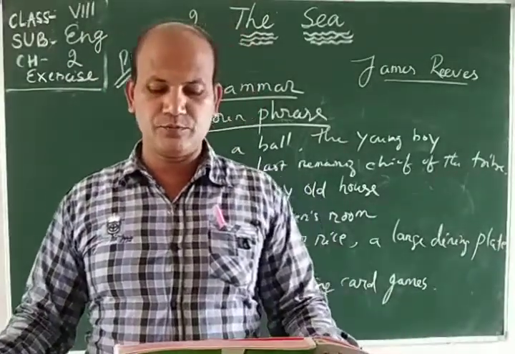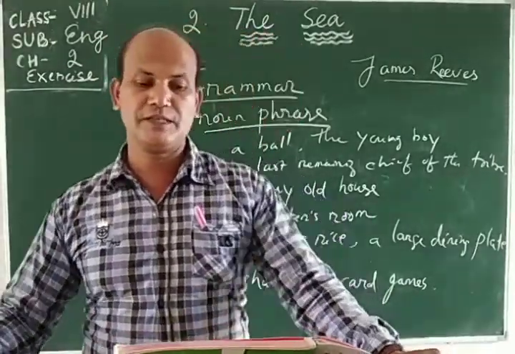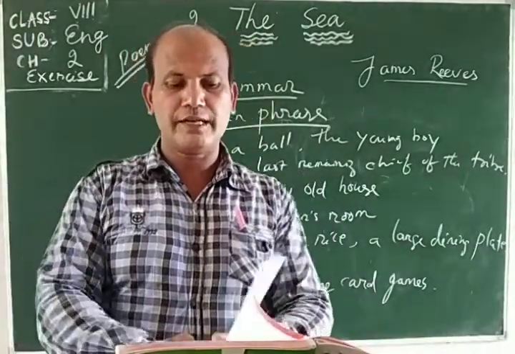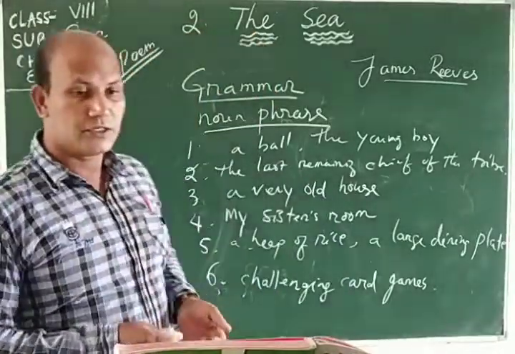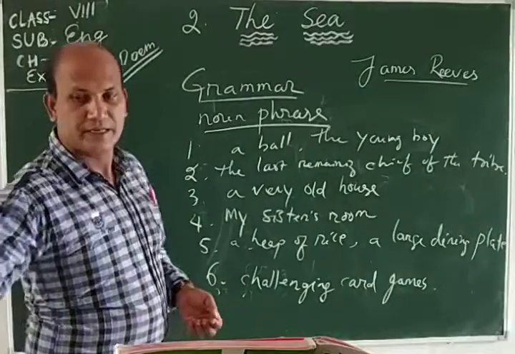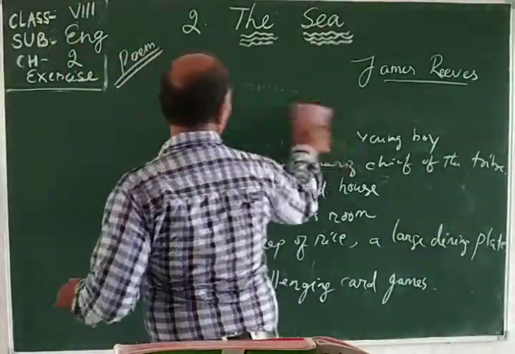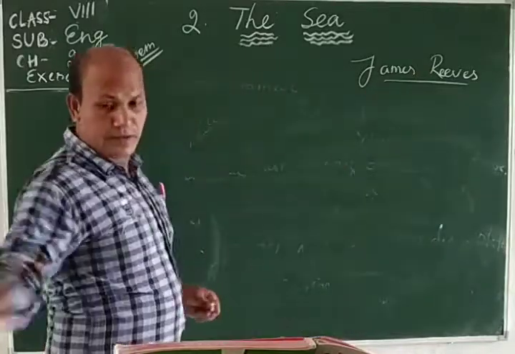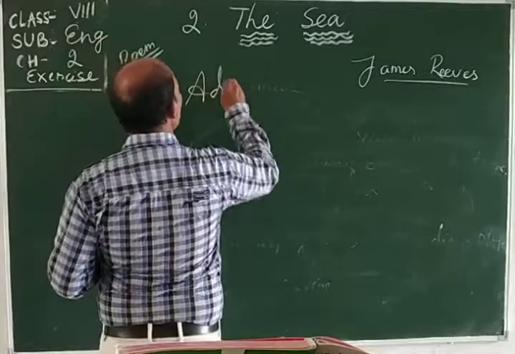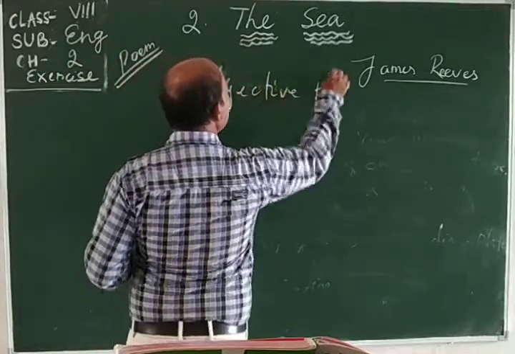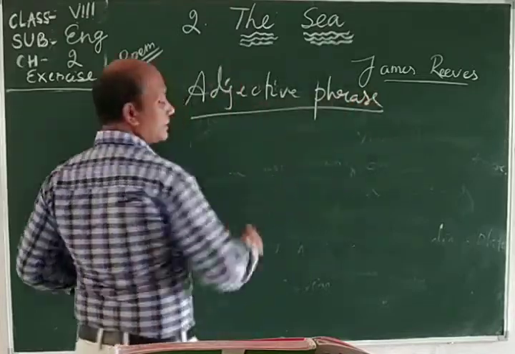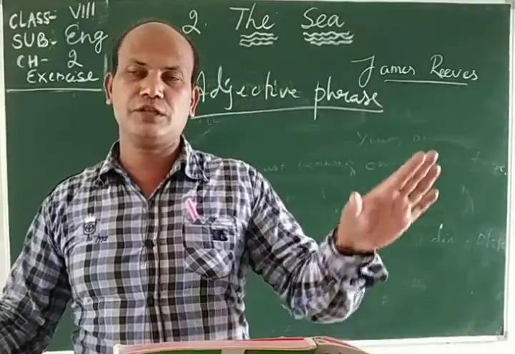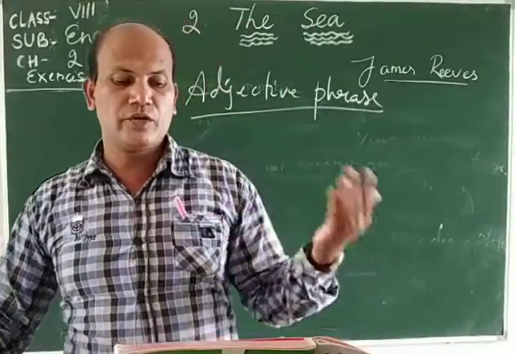So you have to read in the textbook, page 121, both the long passage, and you have to find these. Now students, another point is C3, the adjective phrase. Let's discuss adjective phrase. An adjective phrase is when a group of words does the work of an adjective in a sentence. The whole group of words that takes the role of an adjective, we call it an adjective phrase.